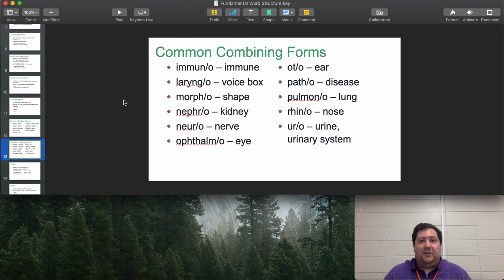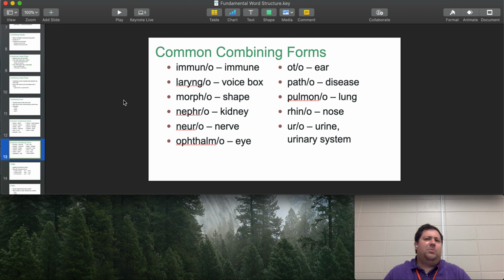O is ear. We talked about that one on day one. We talked about an otorhinolaryngologist. Patho, we discussed earlier, means disease. So if you're a pathologist, you're one who's studying diseases. And you see a lot of people who are doing pathology and stuff with the COVID outbreak. They're studying that. We've also talked about pulmono and rhino, and uro means urine.